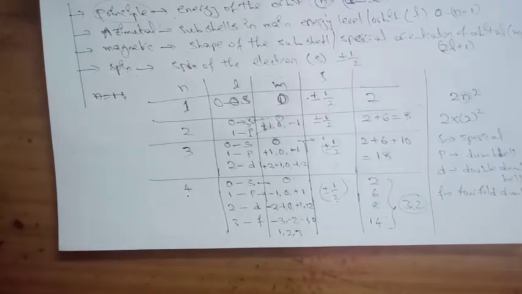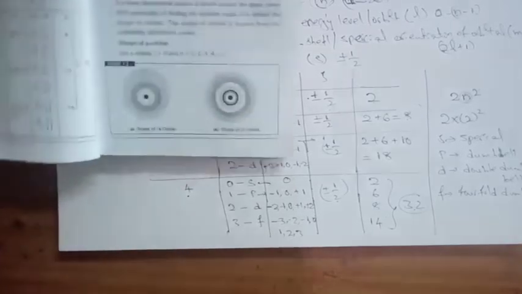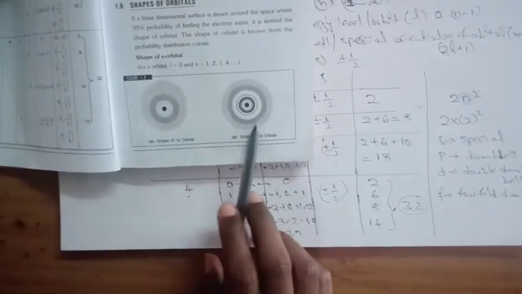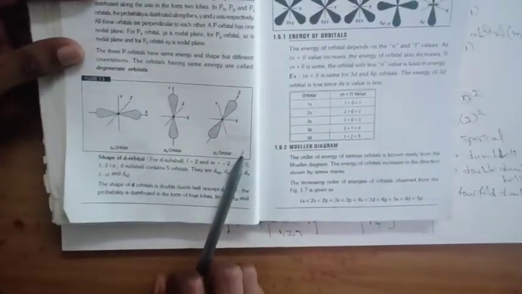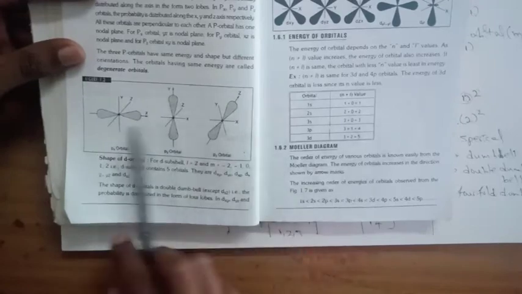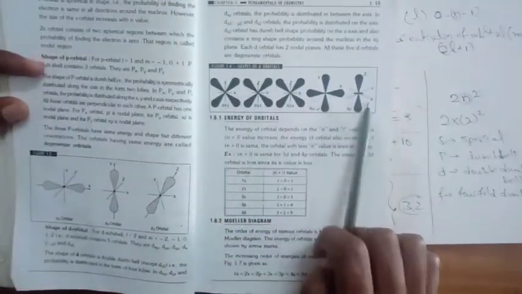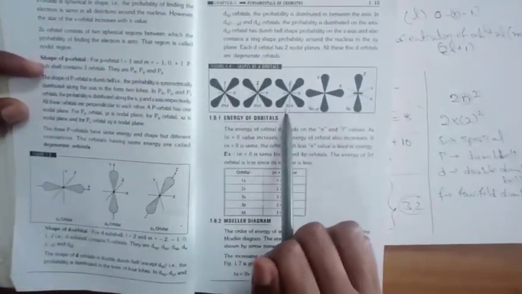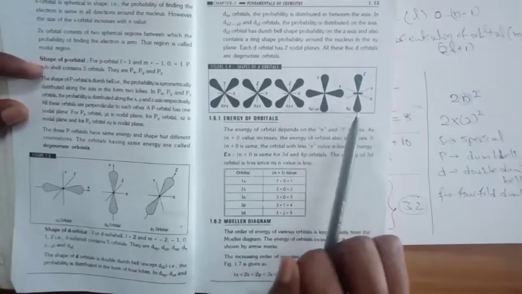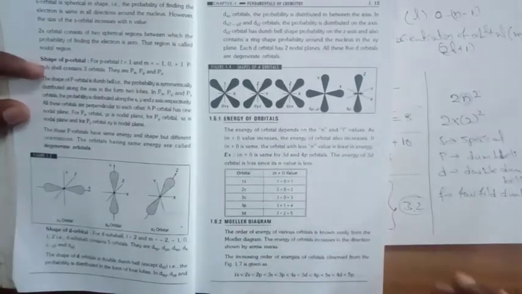If you want to know the energy configurations, you can clearly see here that the s orbital is spherical in shape. The p orbital has 3 types of orbitals: px, py and pz, and the d orbital consists of 5 energy states: dxy, dyz, dzx, dx square minus y square, and dz square.